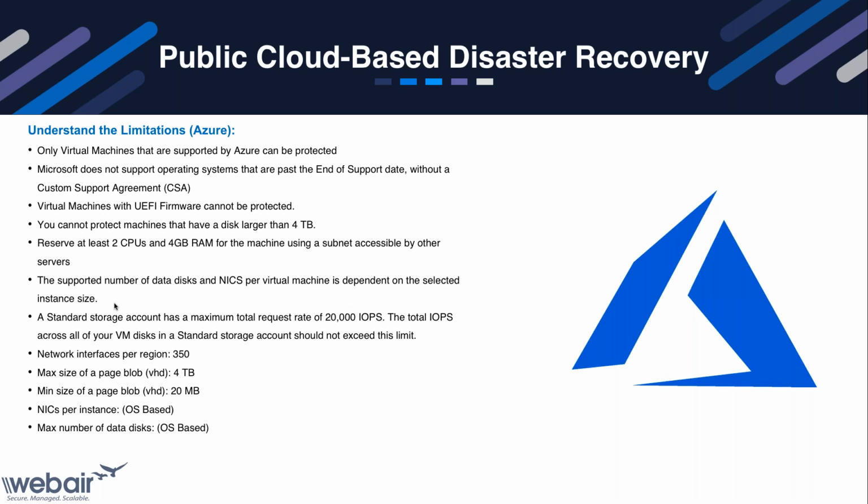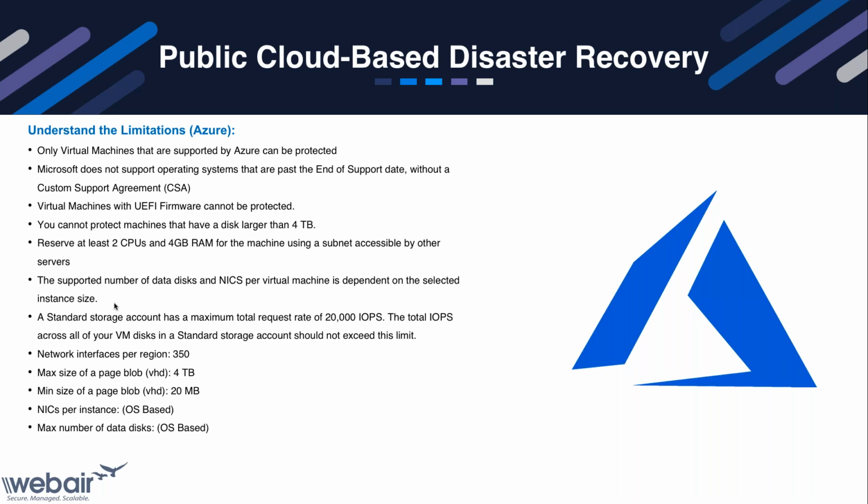And so here on the screen we have some of the limitations of Microsoft Azure, and we see here that only virtual machines that Azure supports can be replicated. That seems pretty straightforward. But if you have an older OS, you can't replicate it to them. You can only protect machines that have disks smaller than 4 terabytes. If you want to protect a machine that needs to be accessible via other subnets, which is pretty typical, that machine needs to have at least 2 CPUs and 4 gigs.